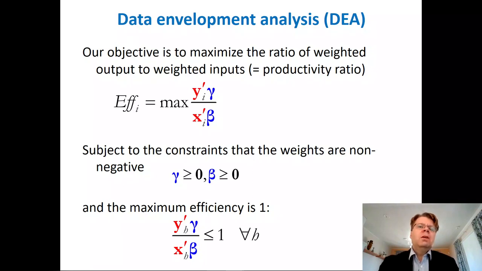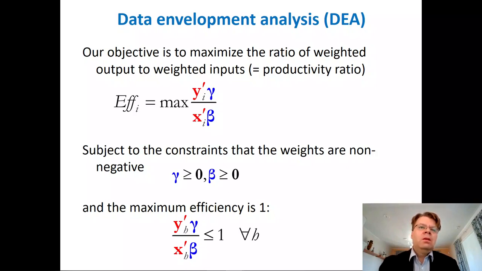From the practical point of view, solving this kind of fractional programming problem is not really convenient from the optimization point of view. So we can reformulate the problem a little bit to make it more convenient for the computer to solve. I'll explain it shortly, and then I'll show you the solution that Charnes and Cooper have given to this kind of formulation.